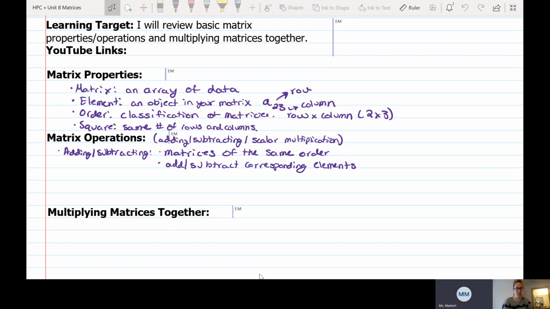So for example, if we have matrix A minus matrix B, we would subtract element A11 minus B11. And then for scalar multiplication, remember that a scalar is just a number outside. So you're going to have something that looks like this. So 3 and then whatever matrix you have. And remember that that number outside, or that scalar, gets multiplied to every element in your matrix. So the scalar gets multiplied.